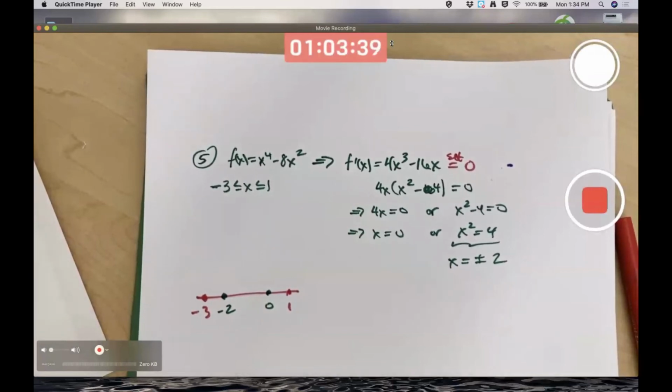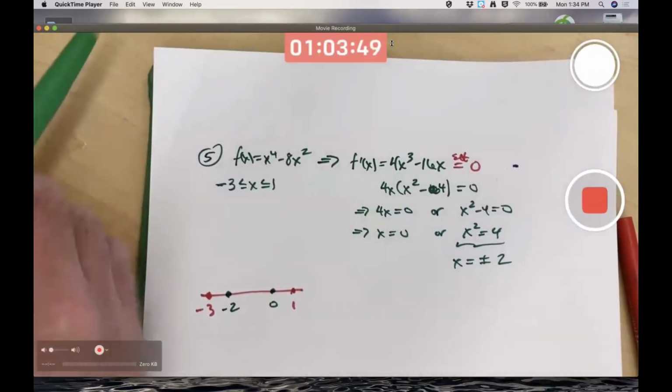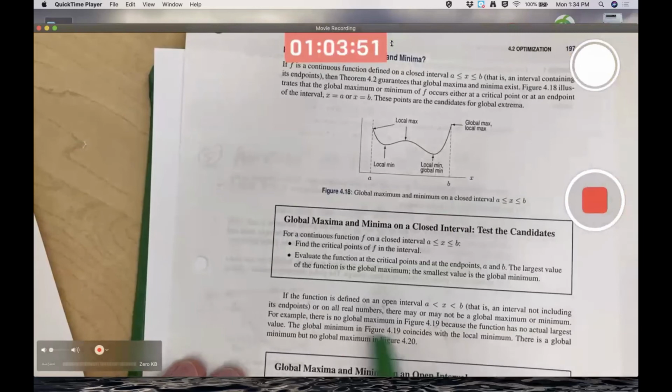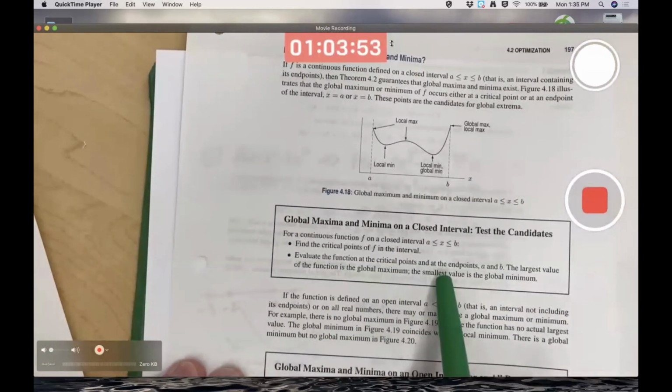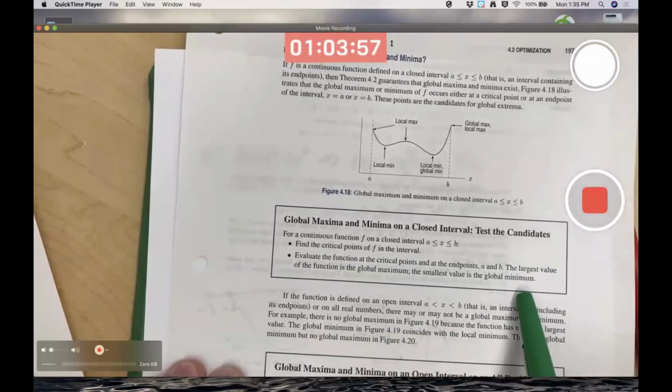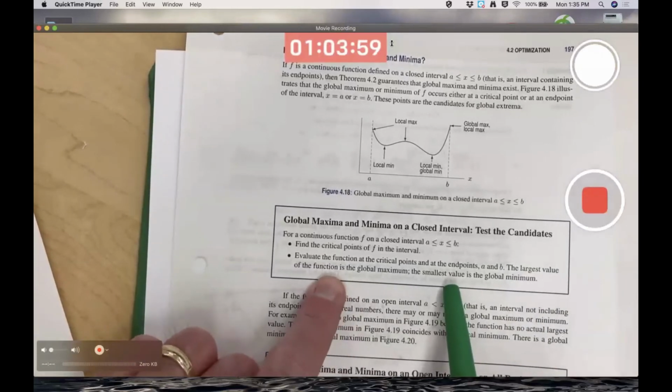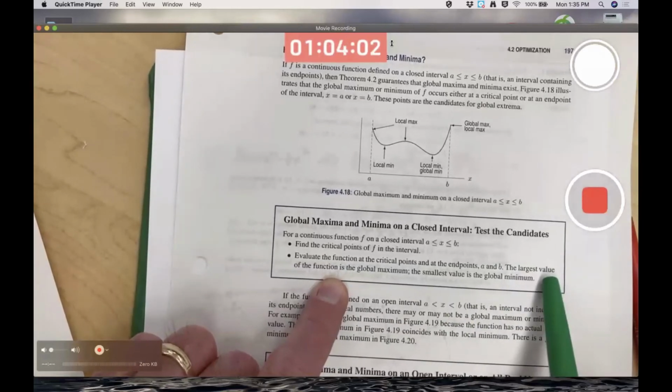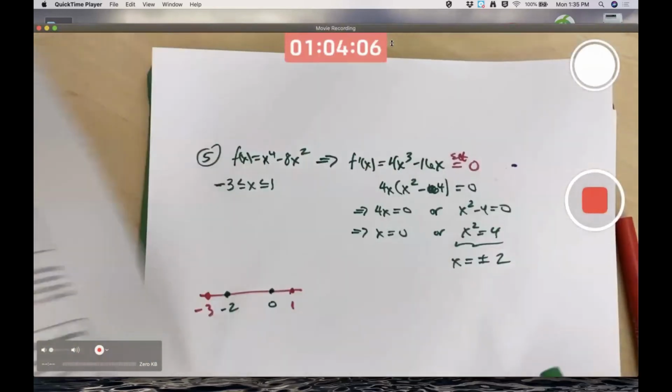I'm after global max and global min, not local max or local min. So because of that, I don't need to think about the first or second derivative tests. I only need to do what the book said to do. Evaluate the function at the critical points and at the endpoints. The largest value is the global max. The smallest value is the global min. They put the word values in there. They mean outputs. That's implicit again in the problem statement.